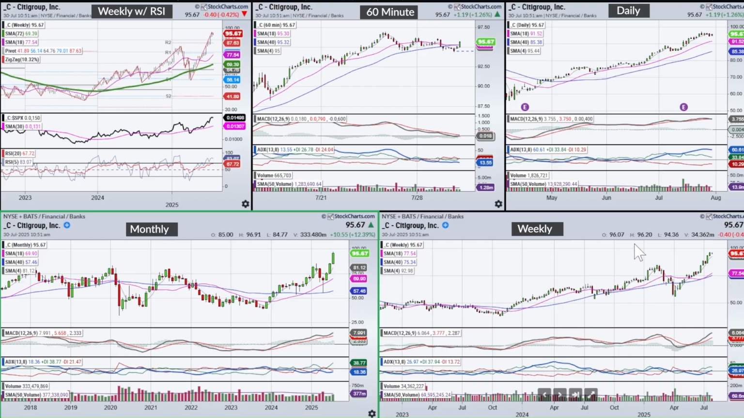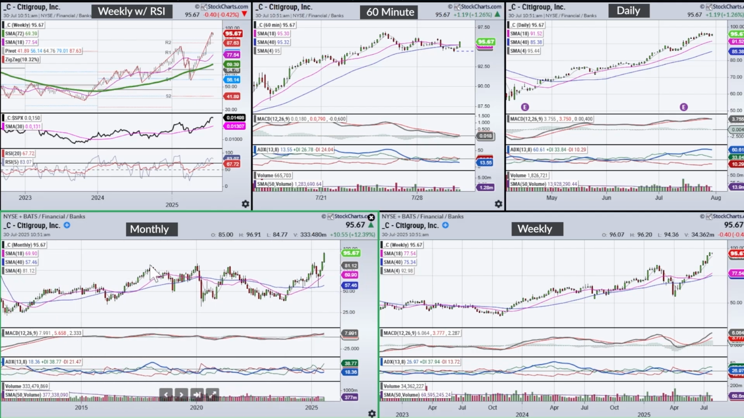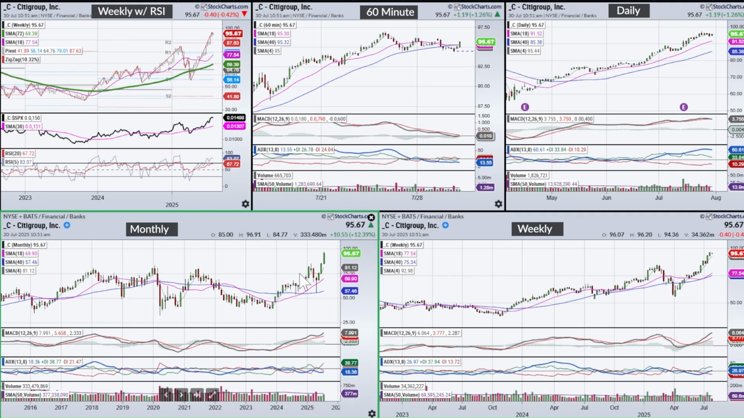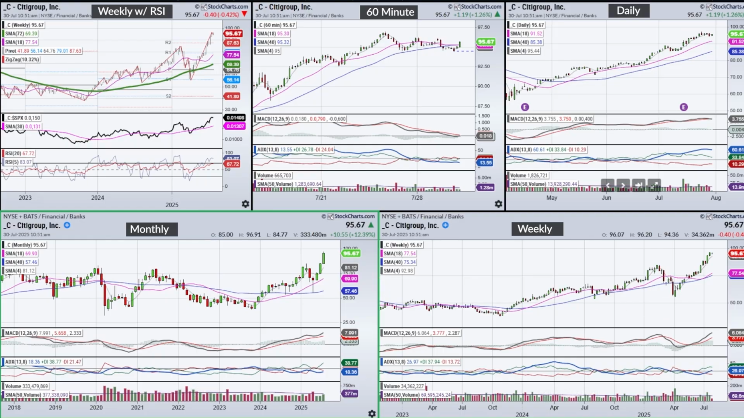Citigroup has been pretty amazing, even relative to the banks. It's had a really good run recently and extended its breakout. This is a huge breakout. Look at how many years this has been consolidating. We're breaking out. Now, how do we handle this? Well, we've gotten a little too much of a run in the short term. We're going to need to play a pullback exactly the way I described on the last one.